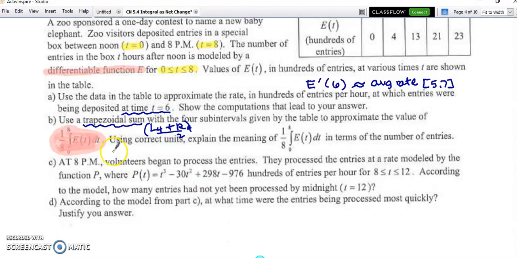And notice that what they've said here is that you have to have correct units and you have to explain the meaning of this in terms of the number of entries. So you want to think about the unit that we just came in and interpret what this definite integral with the constant in front of it means. What does adding the 1/8 in front of it mean to interpreting the problem?